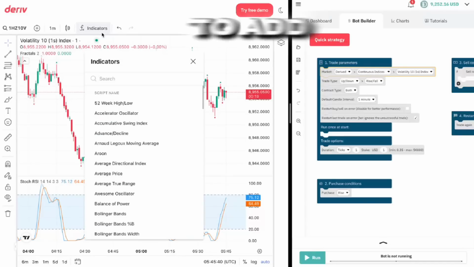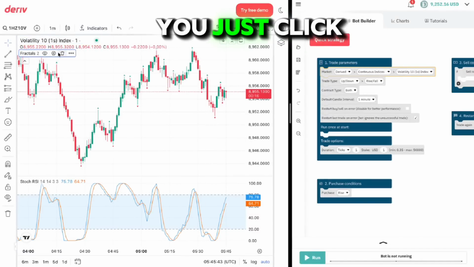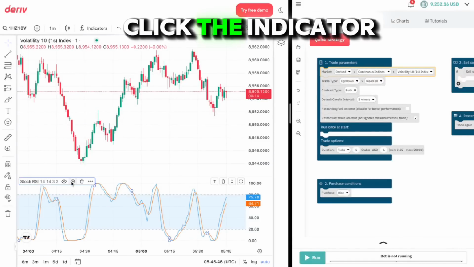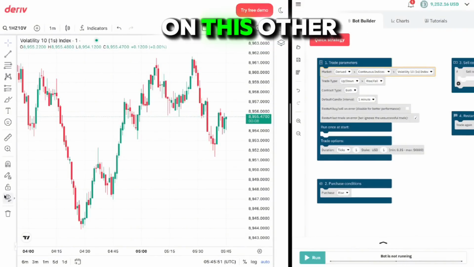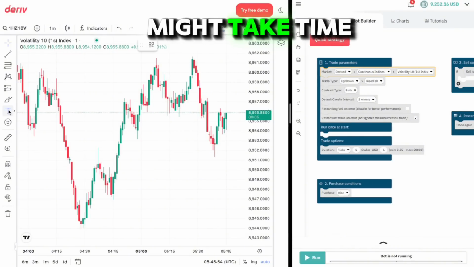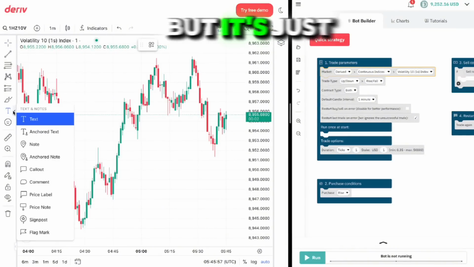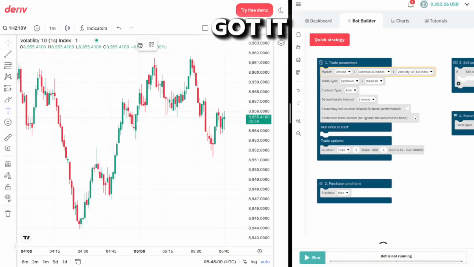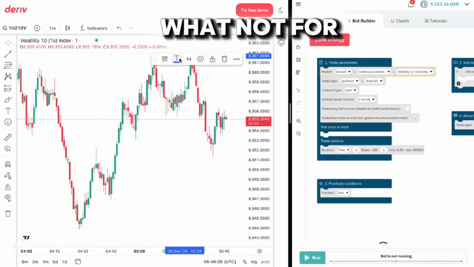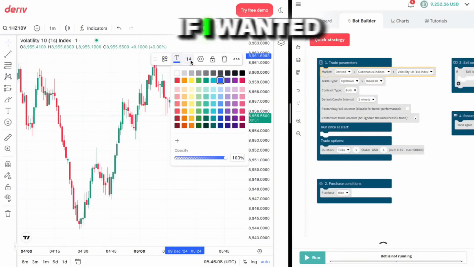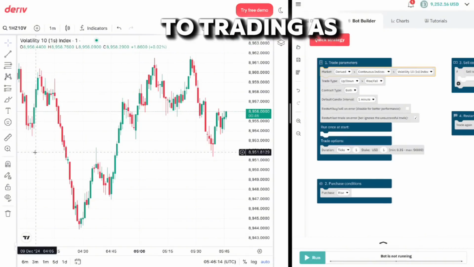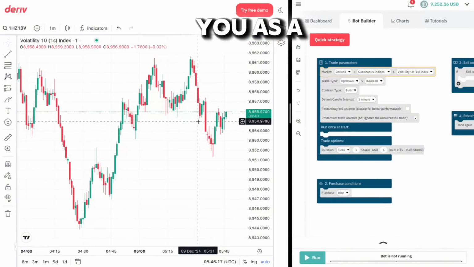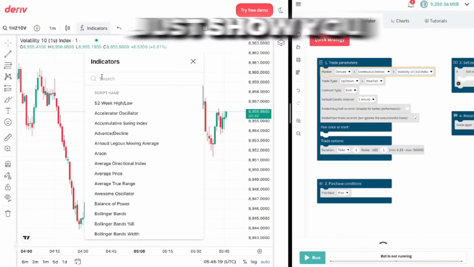So I just showed you how to add indicators and how to remove them. You just click the indicators and click the bin. Click the indicator, click the bin, and you have a clean chart again. These are the drawing tools on this other end. This is something that might take time for you to understand, but it's just a matter of time. Then you get it. So drawing templates, whatnot. For example, if I wanted to change my font for my text, it's just a lot of stuff that you add on to trading as you go, but they don't really matter for you as a beginner.